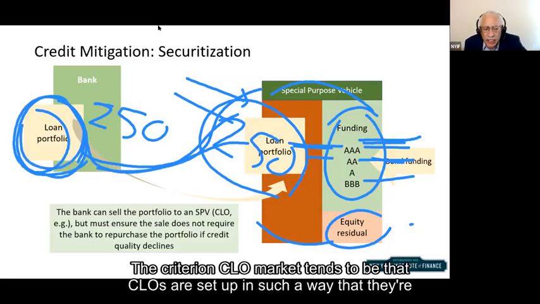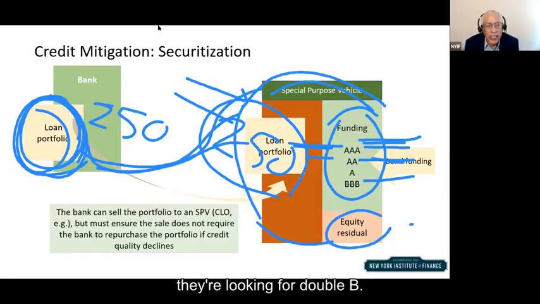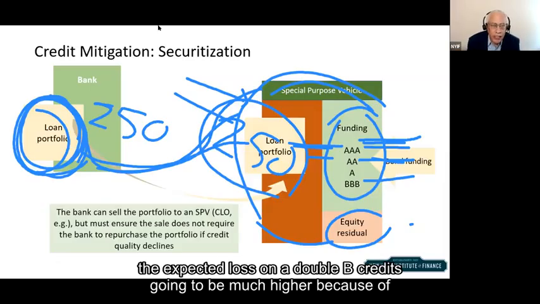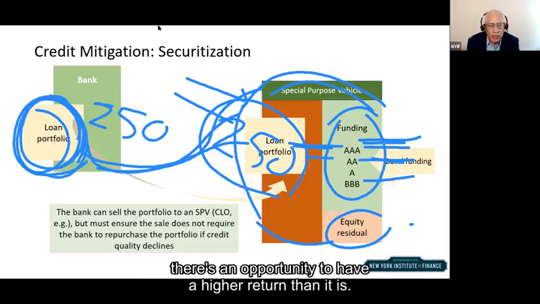The criteria in the CLO market tends to be that CLOs are set up in such a way that they're looking for BB. They're not looking for single A, AA types of credits. They're looking for BB. The rationale behind that is, as we said, the expected loss on a BB credit is going to be much higher because the probability of default is much higher. So the spread is going to be higher, and so there's an opportunity to have a higher return.